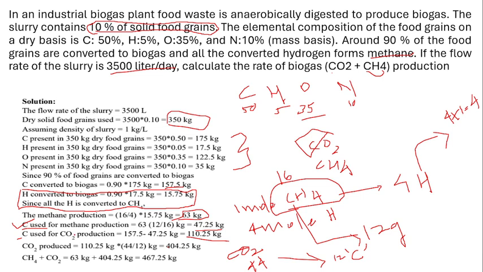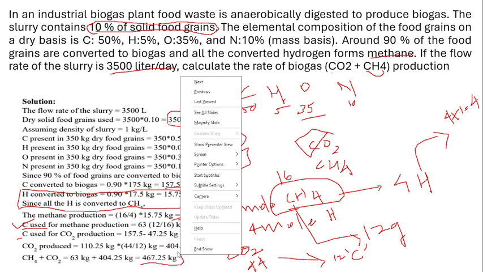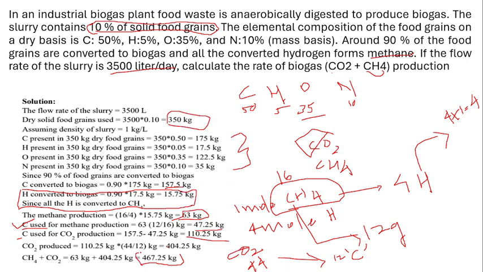Now you have to add both the methane and the carbon dioxide because these are all the biogas. That is what is asked in the question, how much amount is produced. So add the CH4 and carbon dioxide, 63 kg of methane plus 404.25 kg of carbon dioxide are produced. So totally the biogas produced is 467.25. Okay, I hope it is clear.